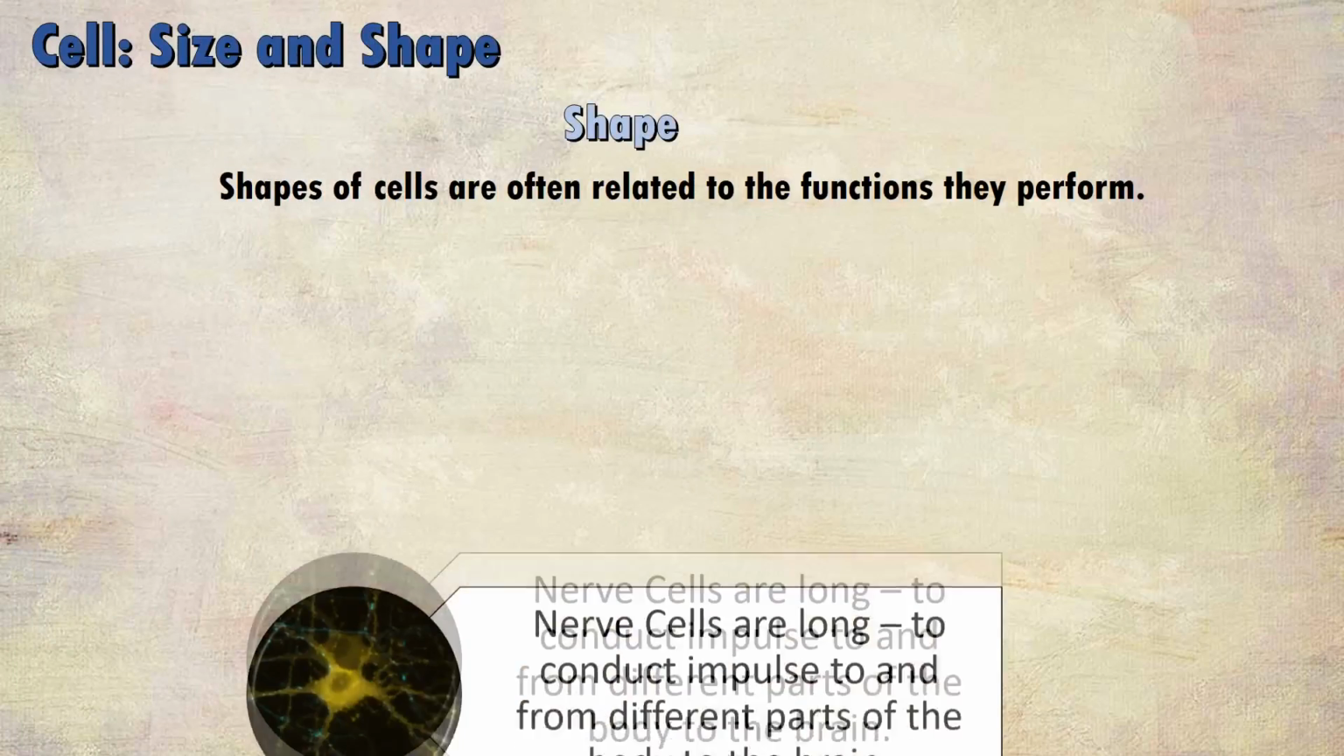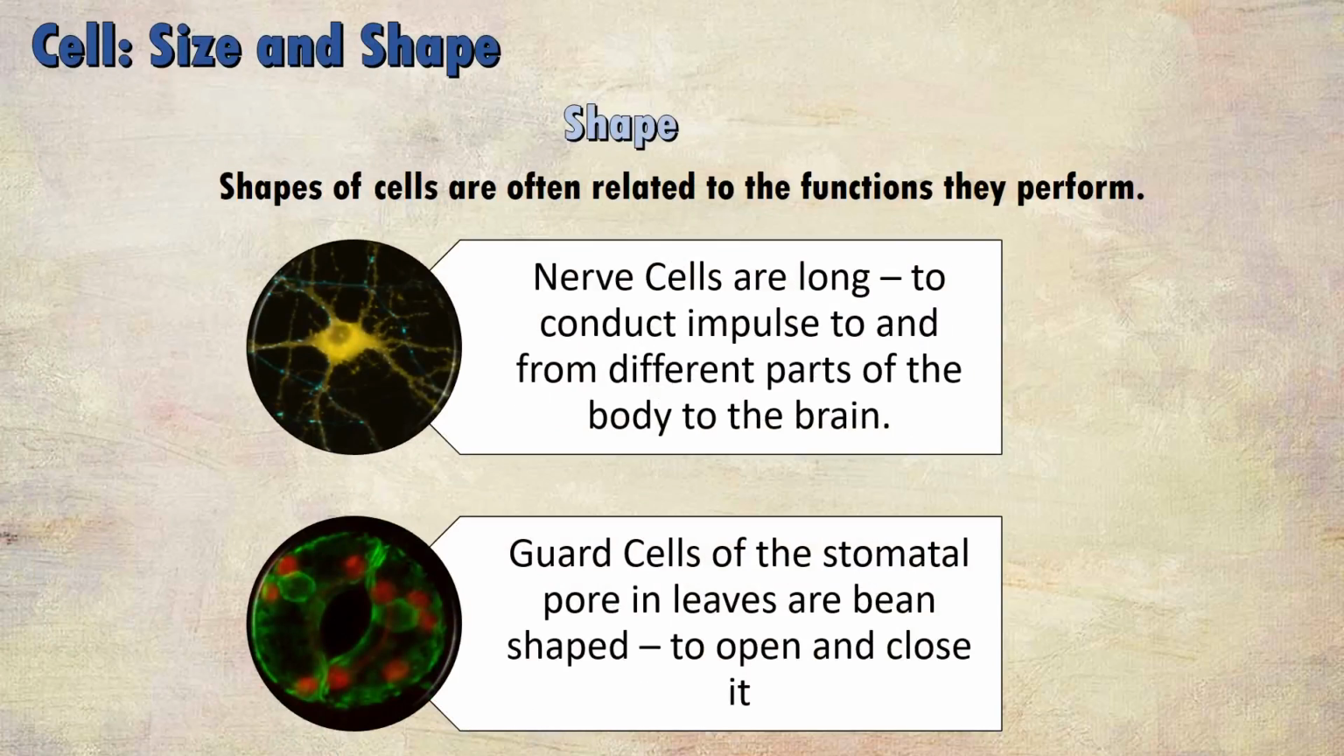Next, nerve cells are very long. This is to conduct impulse to and from different parts of the body to the brain. Guard cells of the stomatal pore in leaves are bean-shaped to open and close.